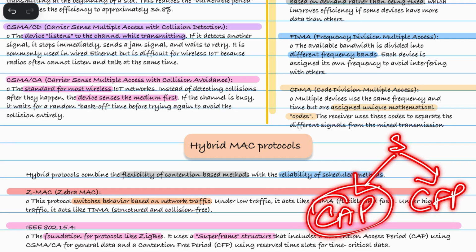CAP is the contention access period, where devices use standard CSMA to send routine updates and compete freely. But CFP, the contention free period, is strictly reserved. The system assigns dedicated guaranteed time slots here for high priority, time critical emergency data, giving you raw flexibility for basic tasks paired with guaranteed zero collision real time delivery for emergencies. So this is how the super frame is divided into the contention access period and contention free period.